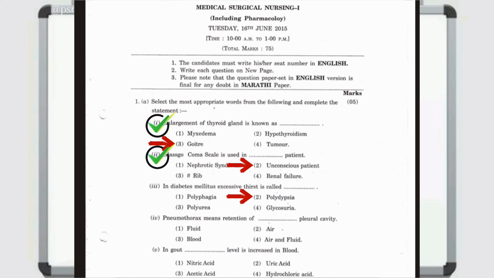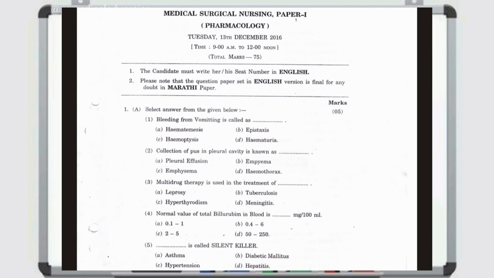Answer is 2. Next, pneumothorax means retention of air. Next, in gout, uric acid level is increased in blood. Answer is 2. Next, bleeding from vomiting is called hematemesis. Answer is A. Collection of pus in pleural cavity is known as empyema. Answer is B. Multi-drug therapy is used in the treatment of tuberculosis.